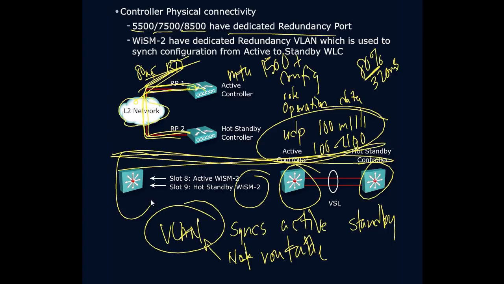You can see that here. One on the left, two on the right. You can see here that one of the slots on this switch is active WISM2 and another is hot standby WISM2. We would set up a VLAN for those two slots to communicate and sync their information within that large switch.